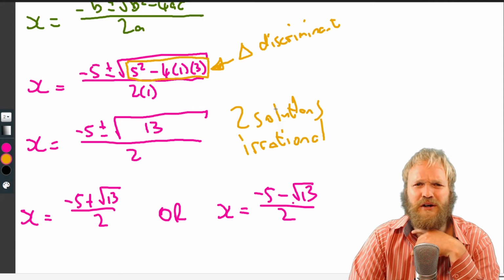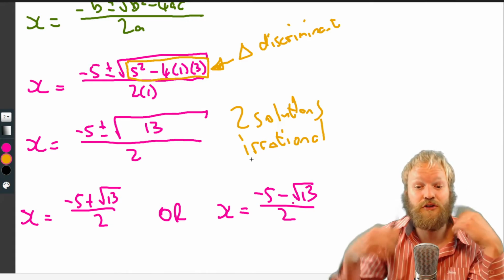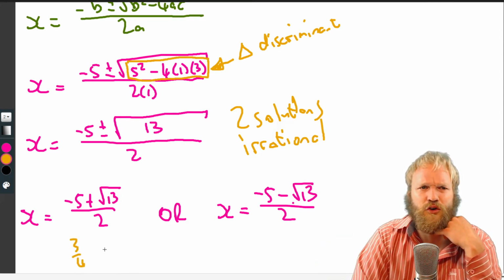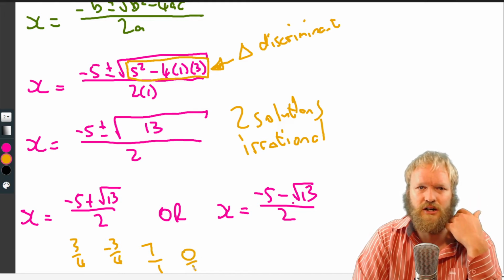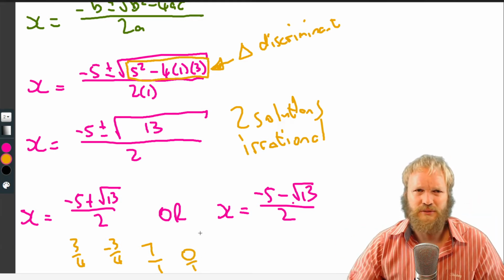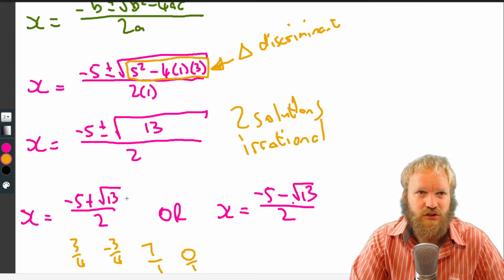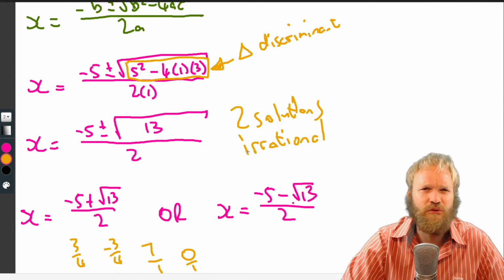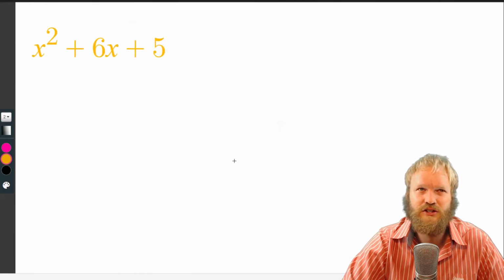What's a rational number again? Well, a rational number can be written as a fraction, where both numerator and denominator are integers. In other words, things like 3 over 4, minus 3 over 4, 7, because you could write it as 7 over 1, 0, because you could also write it as 0 over 1. These are all rational numbers. These two numbers are not rational numbers because of this radical, because of the square root sign. Okay, so let's soldier on. We'll come back to see what makes that irrational versus, say, this one here.